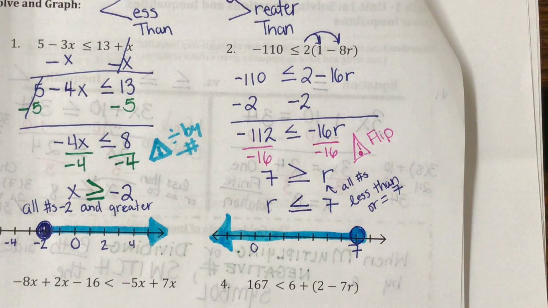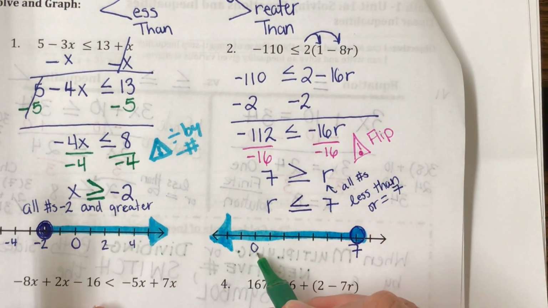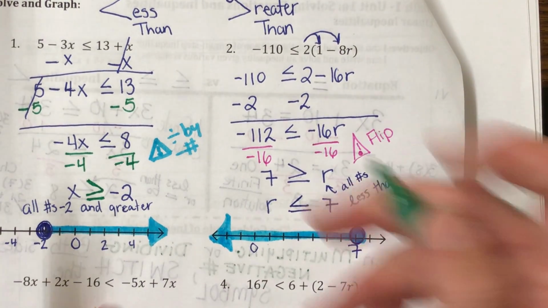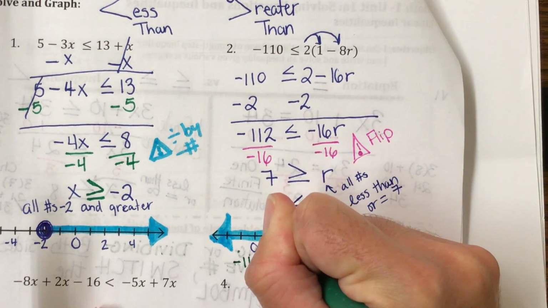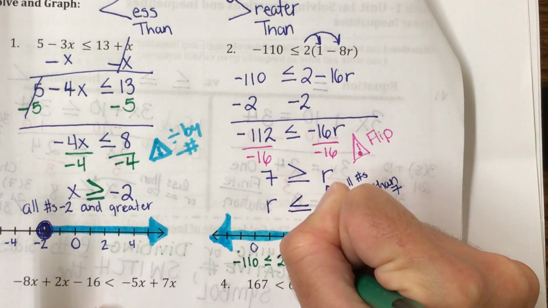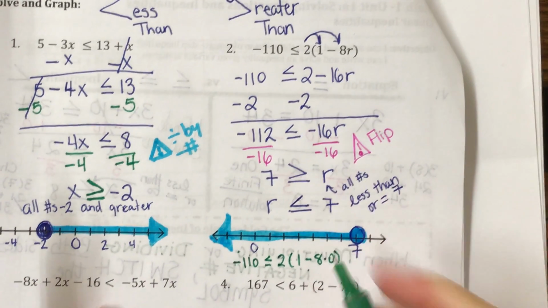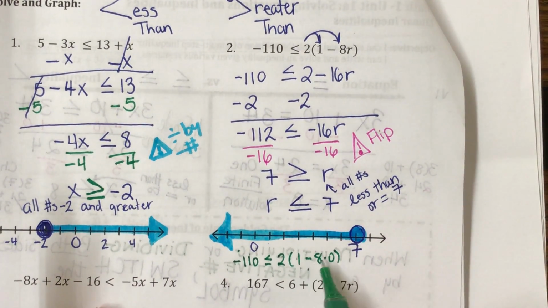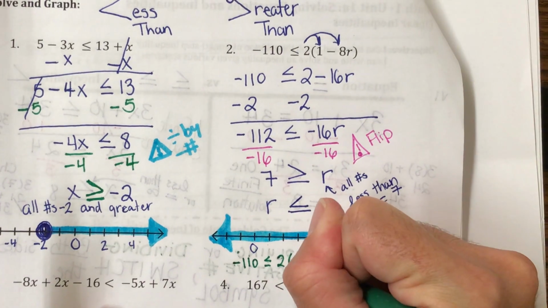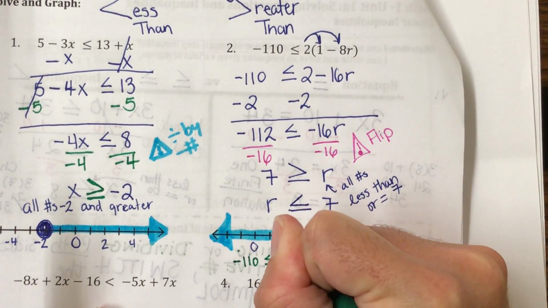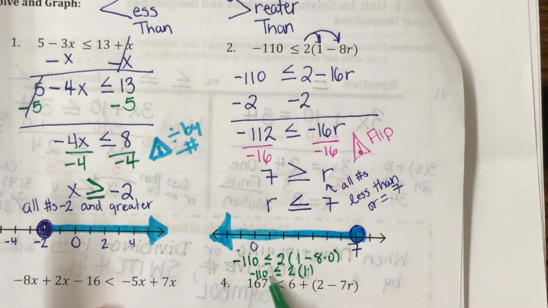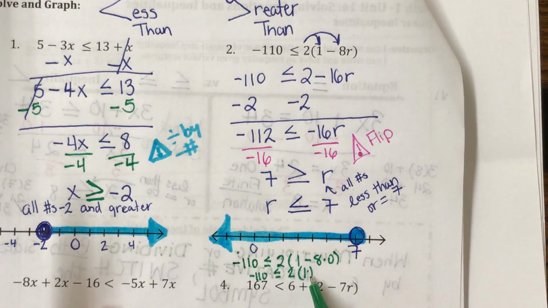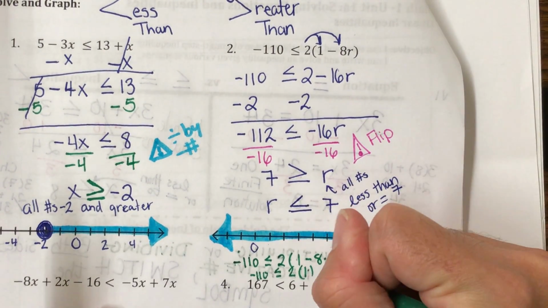Now you can always tell by picking a number and plugging it in. If I chose 0 and plug 0 back in, 8 times 0 is 0, 1 take away 0 is 1. Is that a true statement? Is negative 110 less than or equal to 2? And the answer is yes, that's true.